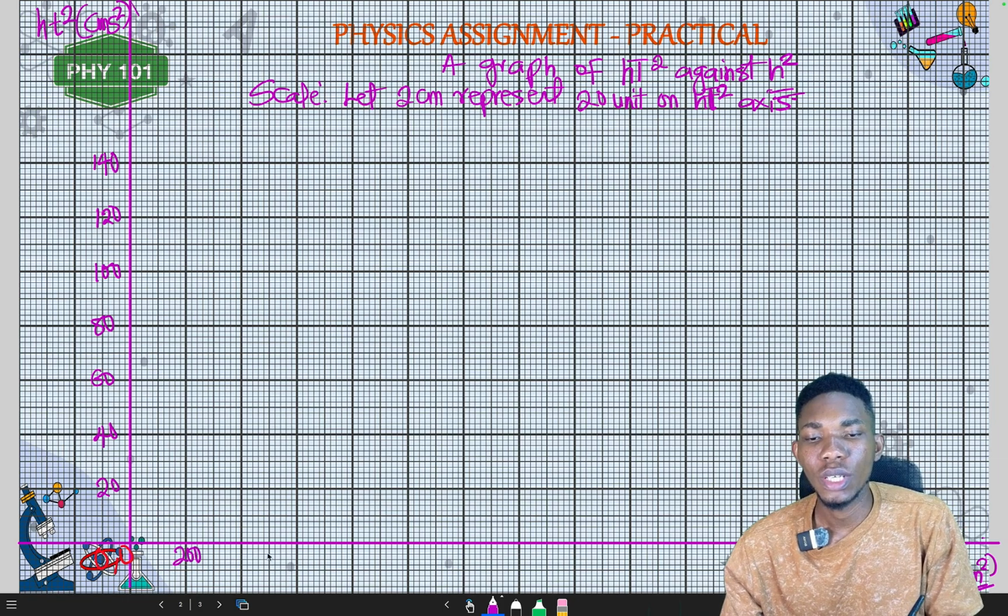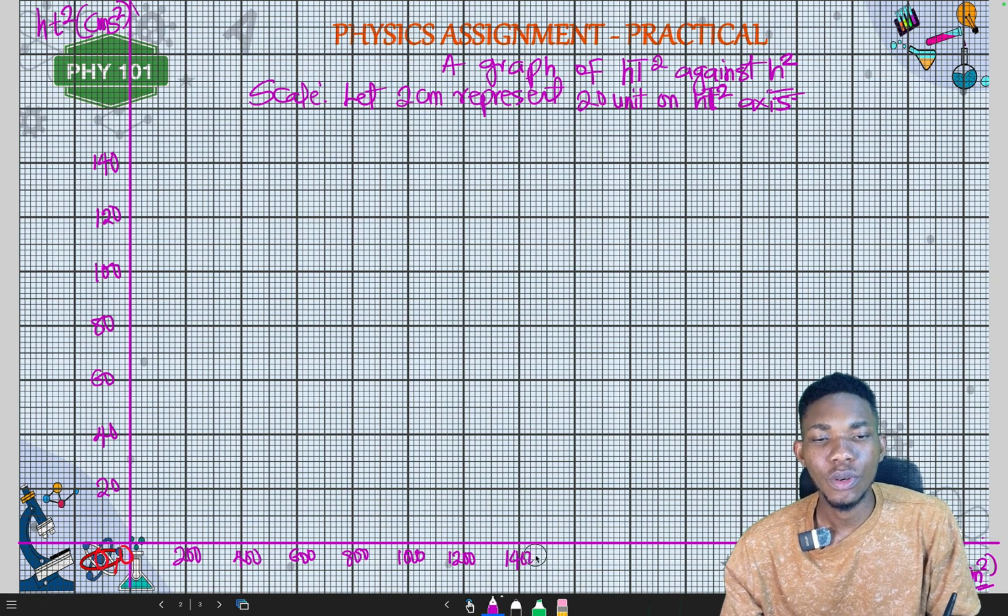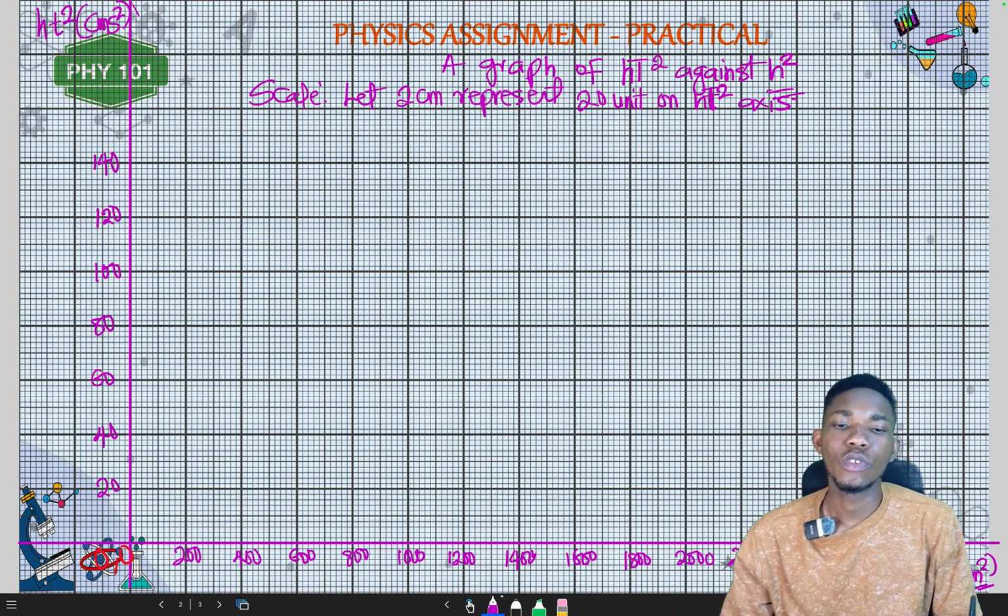So here is 200, here is 400, here is 600, here is 800, here is 1000, here is 1200, 1400, 1600, 1800, 2000. Then here is 2200, 2400. So it was able to.